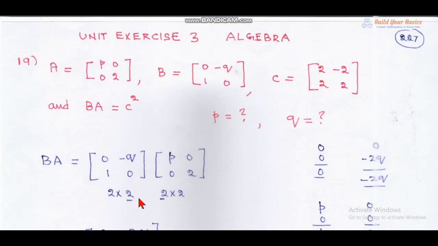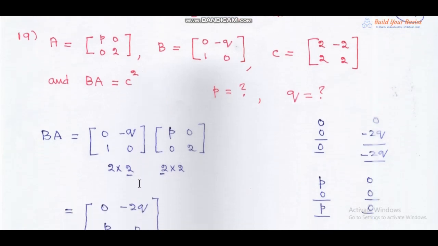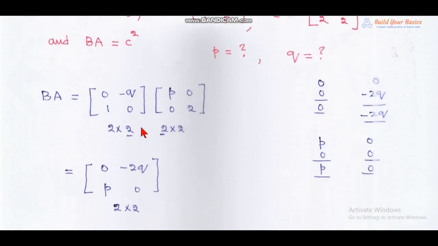Now the number of columns of B equals the number of rows of A. So BA exists and BA will be a 2 by 2 matrix. First row, first column: 0 into P, 0, minus Q into 0, 0, total 0.